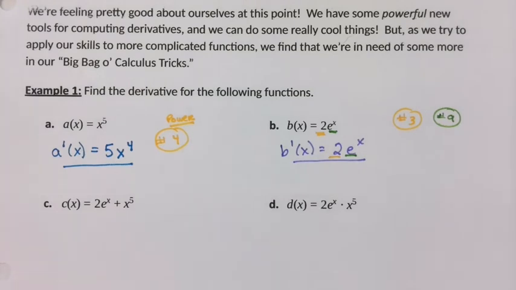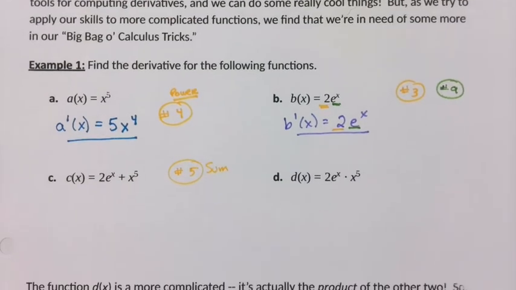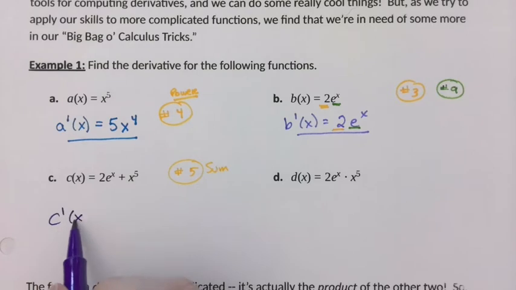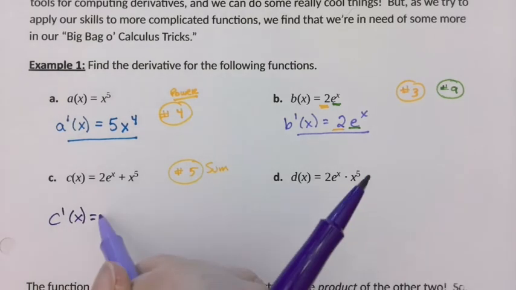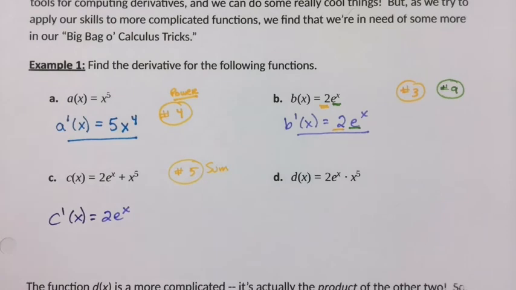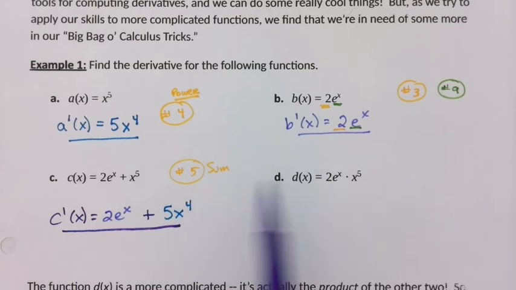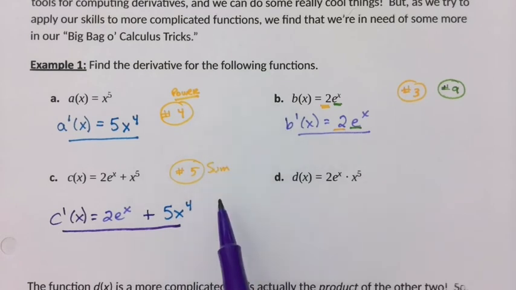All right, then I could sum them, and that would be rule number 5, the fact that you can sum or difference those. So the derivative of 2e to the x, we just said, is 2e to the x. So if I want c prime of x, that would be 2e to the x plus, and then the derivative of the x to the fifth, which is 5x to the fourth. And there we have it. So no problem, everything for A, B, and C we already learned.